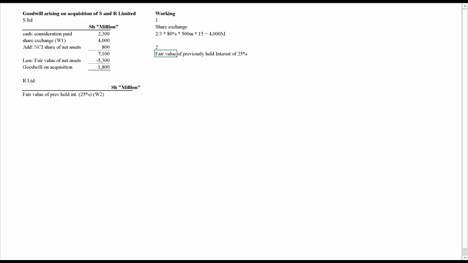So let's go to our working two. Our fair value of previously held interest of 25%, we are going to start with the cost of investment several years ago, which was 1800. Then you also have to add the share of post-acquisition retained earnings, because we have been given retained earnings of 2040 million, and also on 1st October 2023, it amounted to 940. So you also have to subtract that.